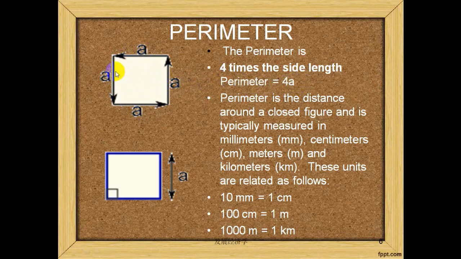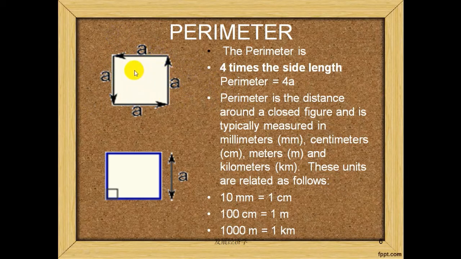Sum all the sides of the geometrical figure, and you will find the perimeter of that figure. So A plus A plus A plus A means 4A. So this is the perimeter of the square. Now, perimeter is the distance around a closed figure and is typically measured in millimeter, centimeter, meter and kilometer. So perimeter is the sum of all sides of the closed figure.